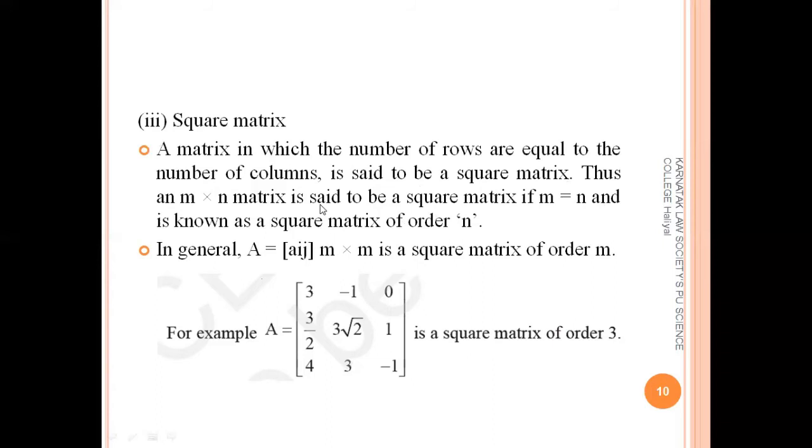In general, we may write it as A equals Aij, m cross m, a square matrix of order m. For example, the matrix A equals 3, minus 1, 0, 3 by 2, 3 root 2, 1, 4, 3, minus 1 is a square matrix of order 3, because here the number of rows is equal to 3 and the number of columns is also equal to 3. That's why it is a square matrix and its order is 3. Here there is no need to write 3 by 3 because both are equal. That's why we will write only 3.